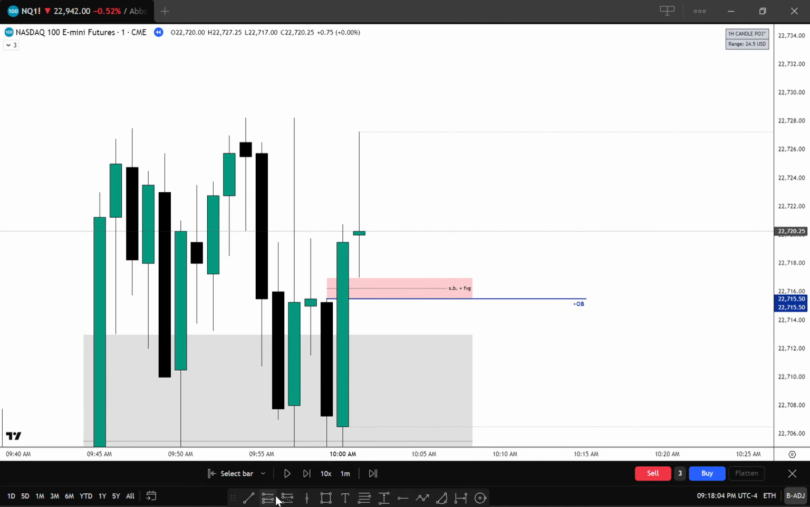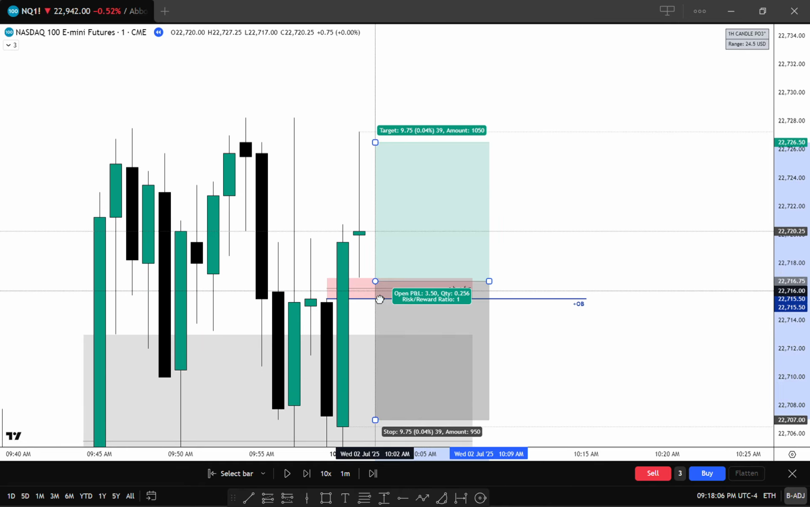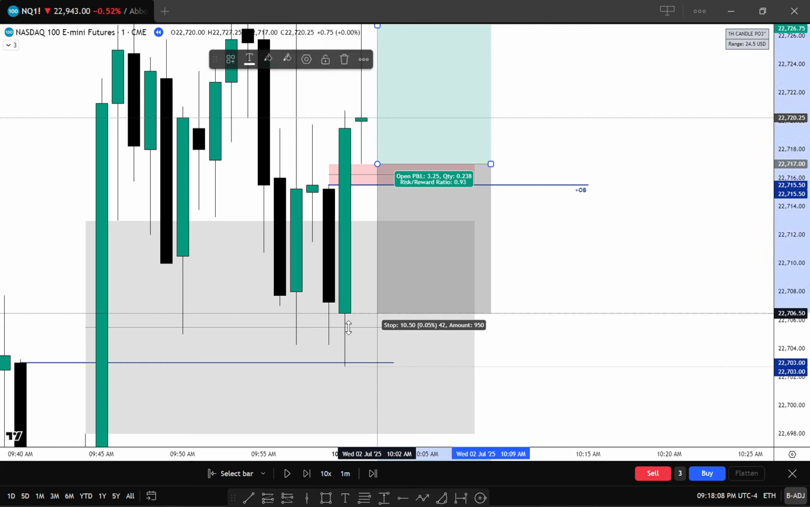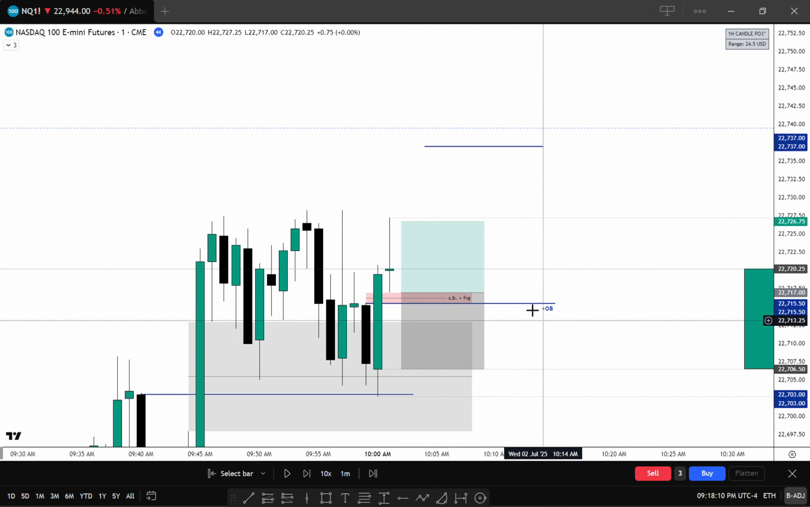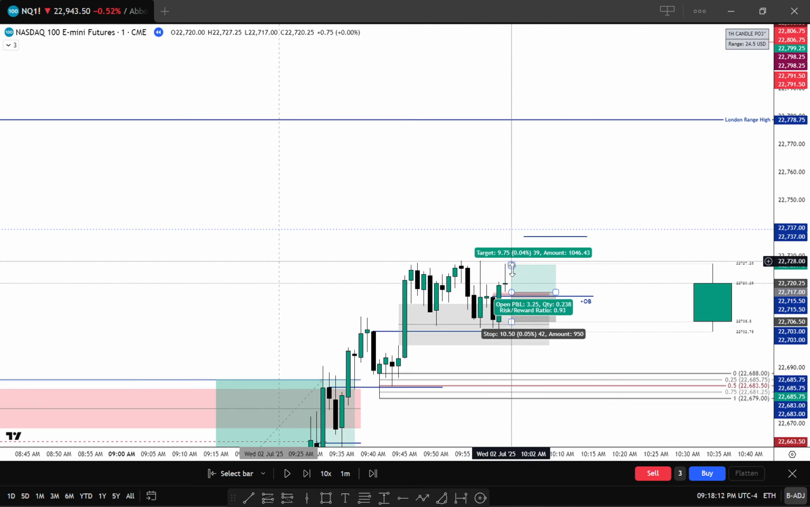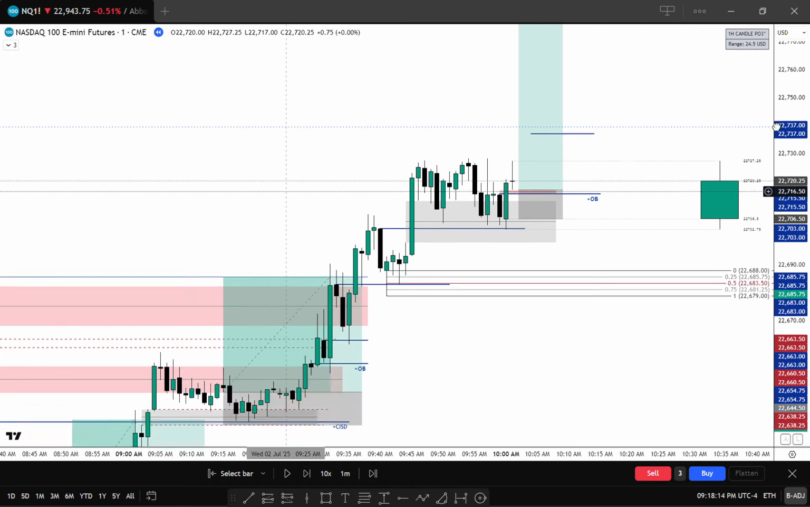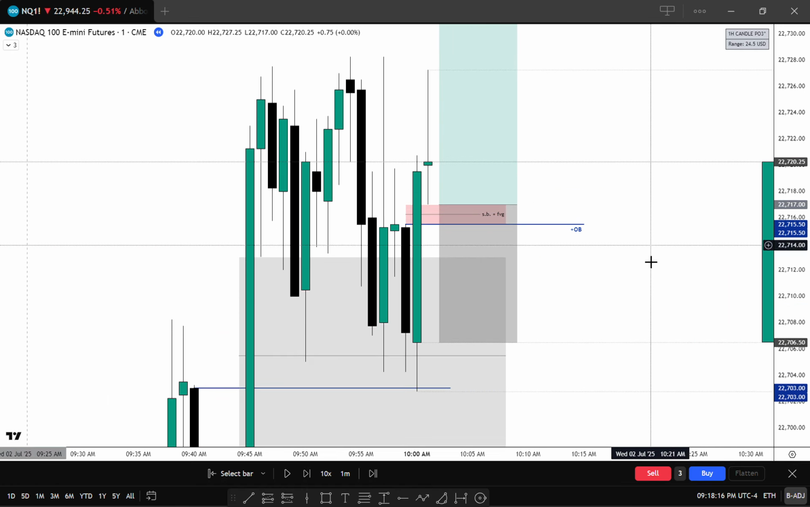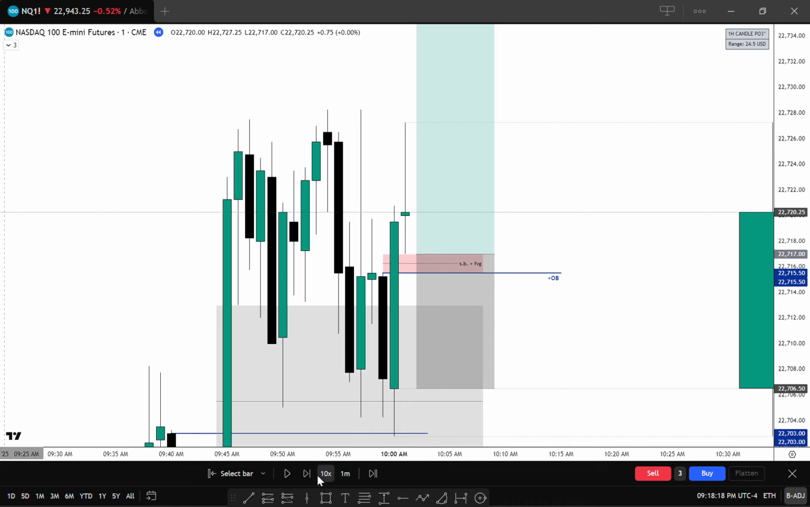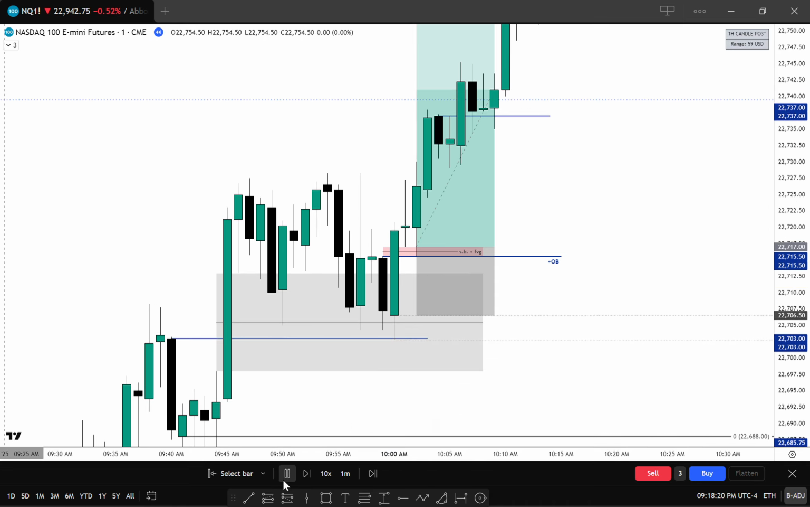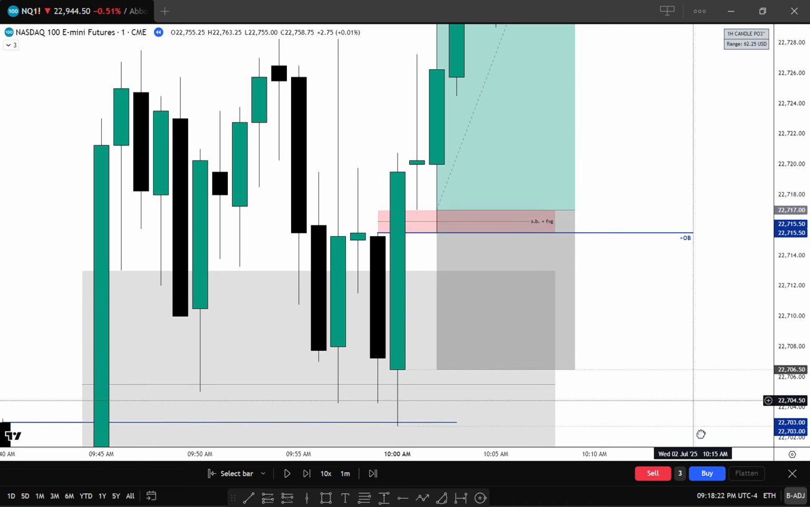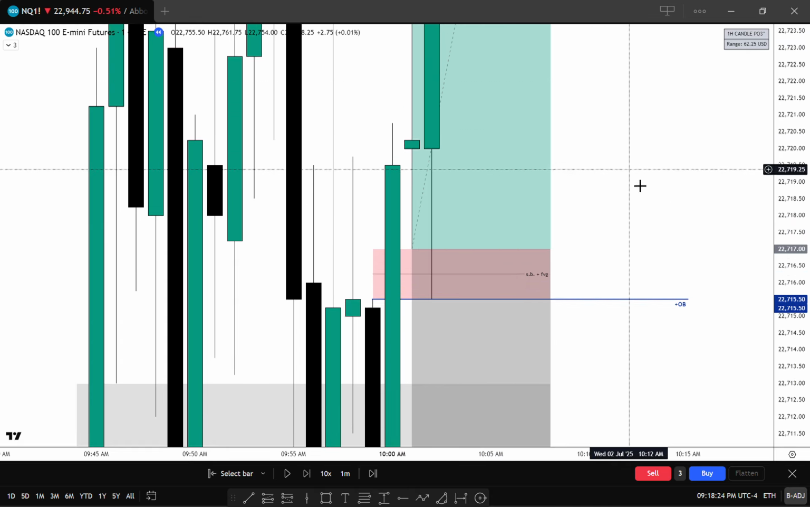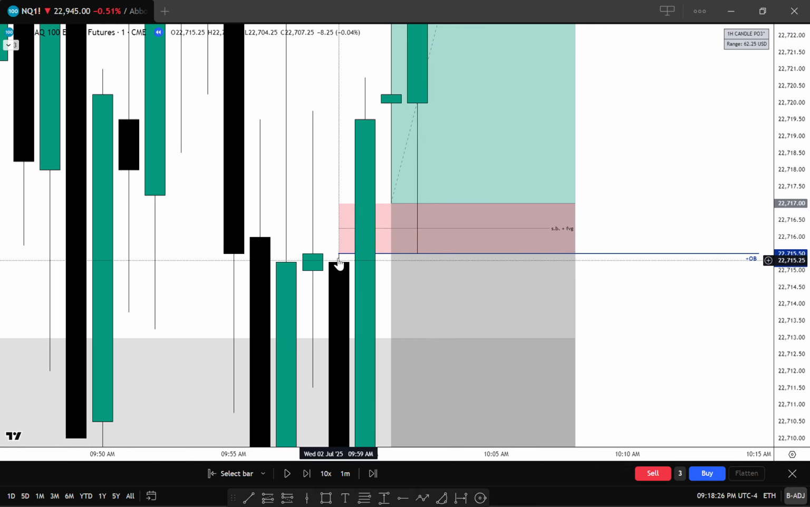Okay, so 10 a.m. open. You wait for the first fair value gap to occur after 10 a.m. There is the fair value gap, and you just put a limit here. You put a stop loss at the low, and then you target the London range high. So you put this limit order in, put your stop loss, put your target, walk away from the chart.